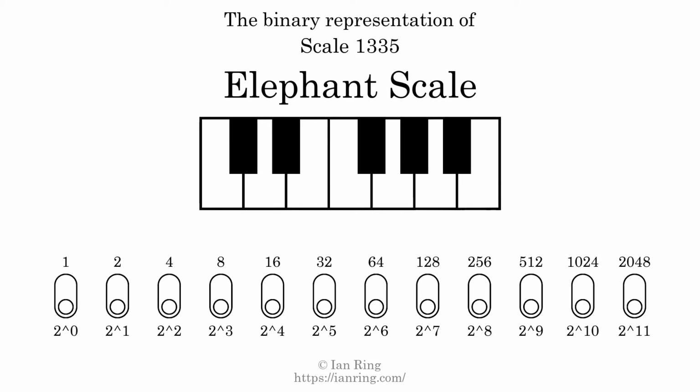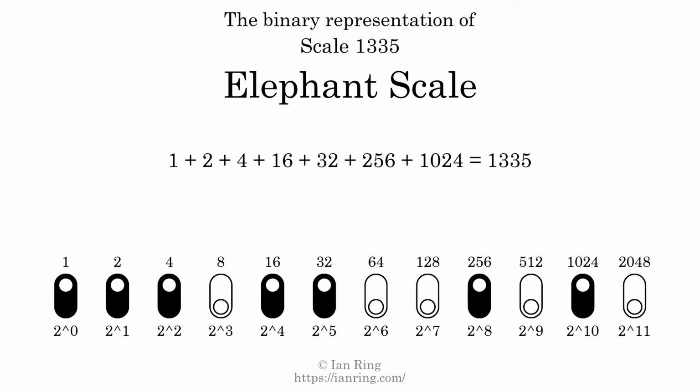The binary representation of this scale is determined by mapping tones of the scale to binary digits. Each binary digit represents a power of 2. To get the scale number, we add the powers of 2 together. The powers of 2 that are present in the scale, all added together, equals 1335. That is why the scale number, in decimal, is 1335.